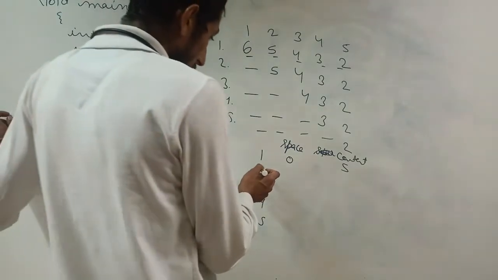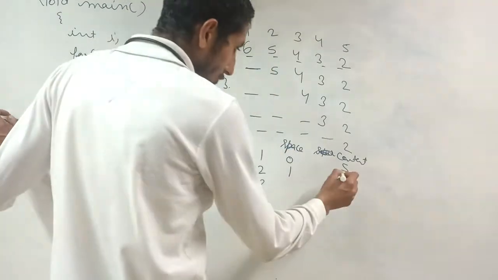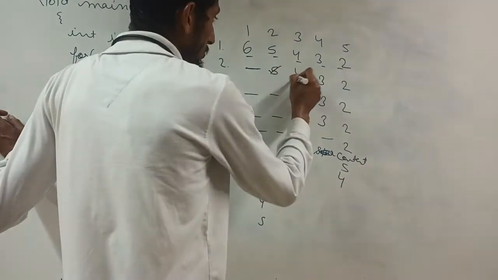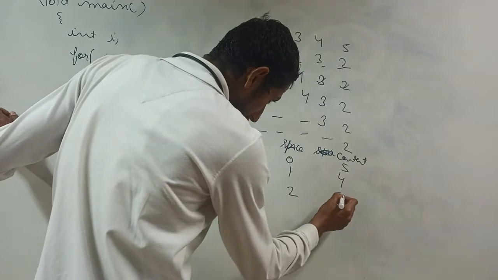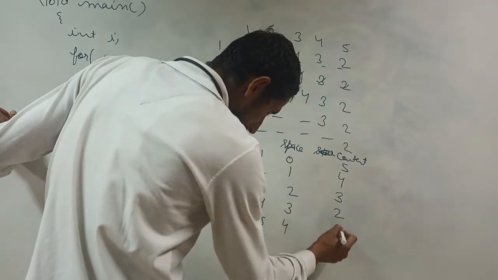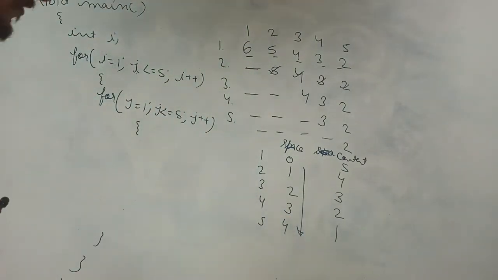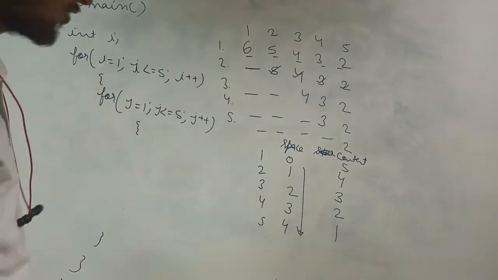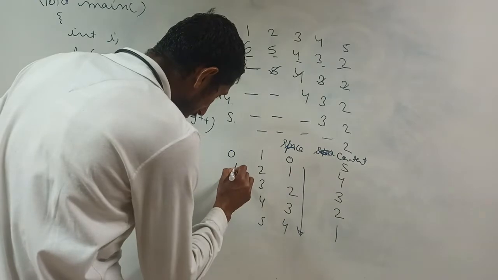Then in row number 2, I have to print 1 space and 4 quantity. 1, 2, 3, 4. Okay. Then I have to print 2 spaces and 3 quantity, then 3 spaces, 2 quantity, and then 4 spaces, 1 quantity. So you can see that as the value of I is increasing, the number of spaces we have to print is increasing. So how can we do that? It is indicating like 0, I minus 1.